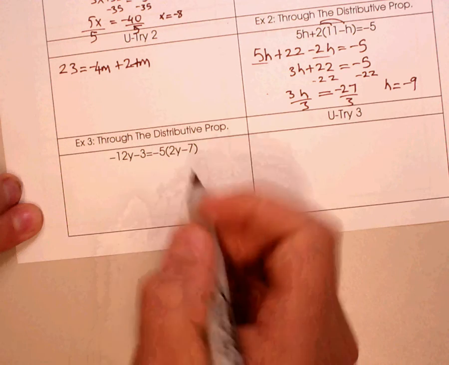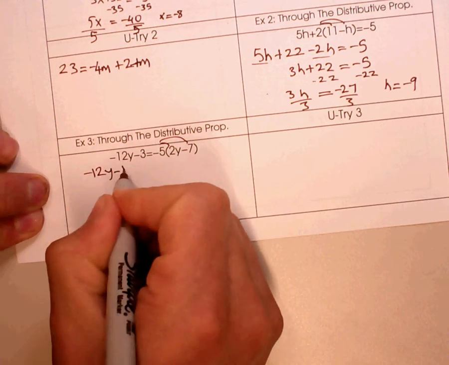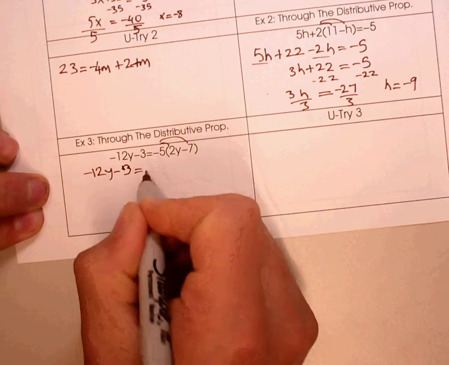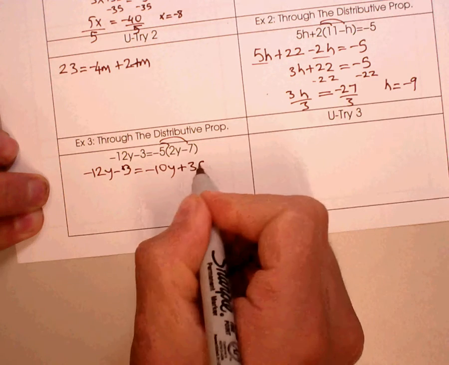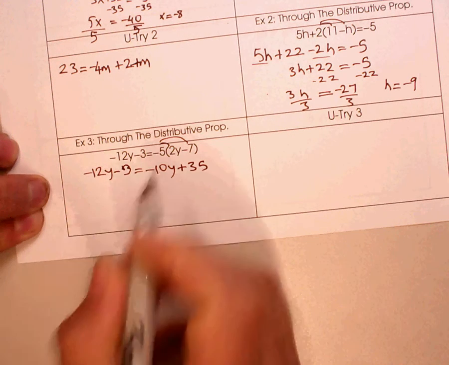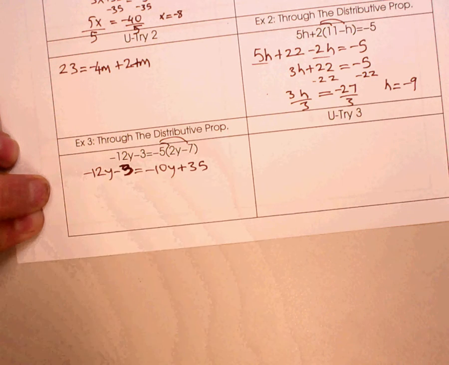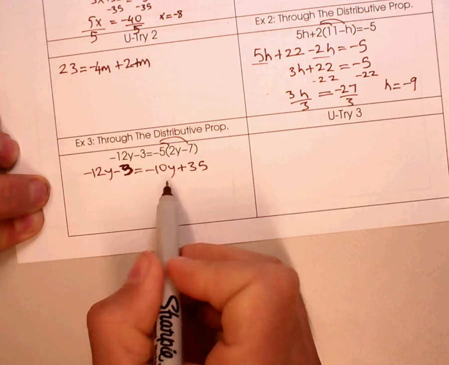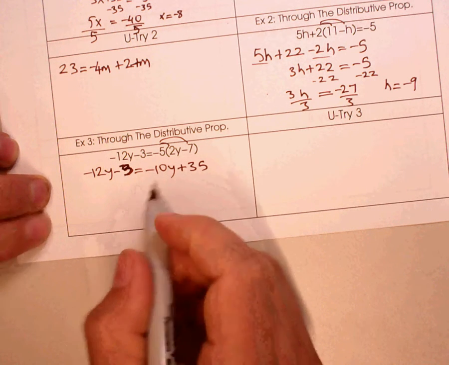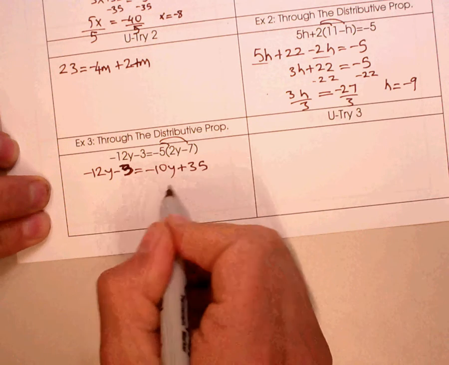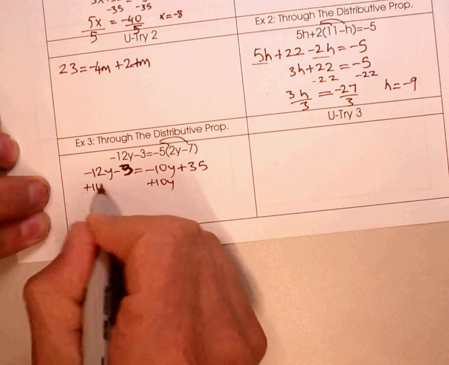Again, distributive property. This time we are distributing on the right side. We have negative 12y minus 3 is equal to negative 10y plus 35. We will gather the variables only on one side. Let's gather all the variables on the left side again. To do that, I need to get rid of the variables on the right side by adding 10y. Let's add 10y's on both sides.